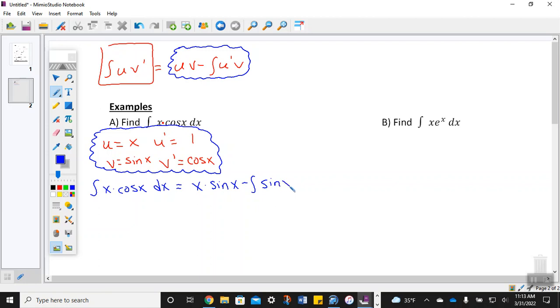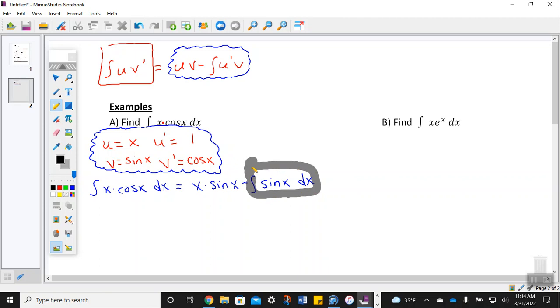Now I'm going to do something here, kids. Sine of x with respect to x. We're not completely done. We're not done until I find the antiderivative of that part.